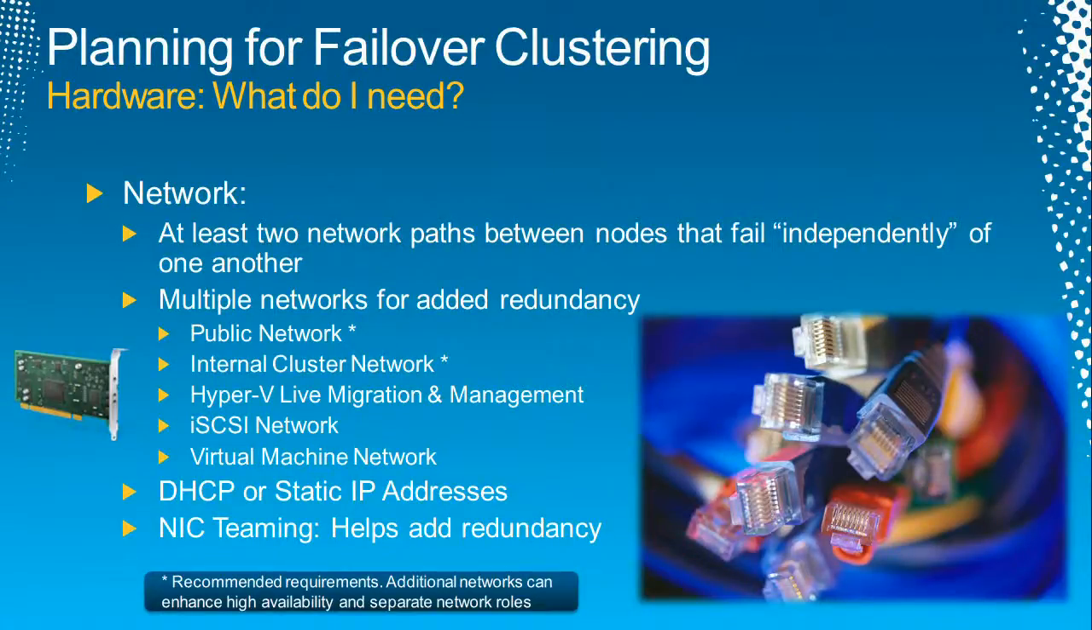You can add additional networks onto your server to enhance the roles that it does, like Hyper-V live migration. You can have a separate network for iSCSI, a separate network for virtual machine management. But the 2 that I have flagged with the asterisk, that's kind of the minimum requirements.